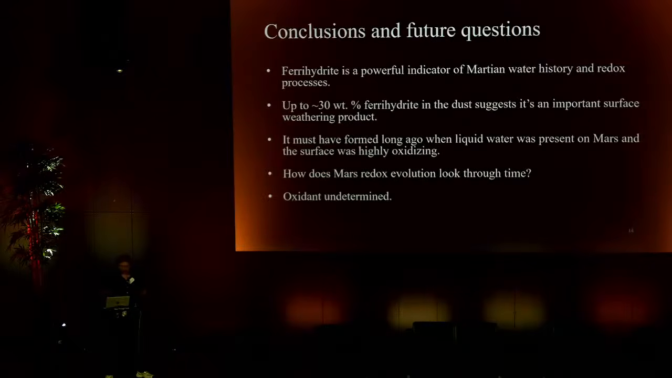So in conclusion, I hope I convinced you that ferrihydrite is a powerful indicator of the Martian water history and redox processes. There is up to 30% ferrihydrite in the dust, and this suggests that the chemical weathering process that formed ferrihydrite is important. It also probably must have formed long ago when liquid water was present in significant amounts and when the surface was oxidizing.